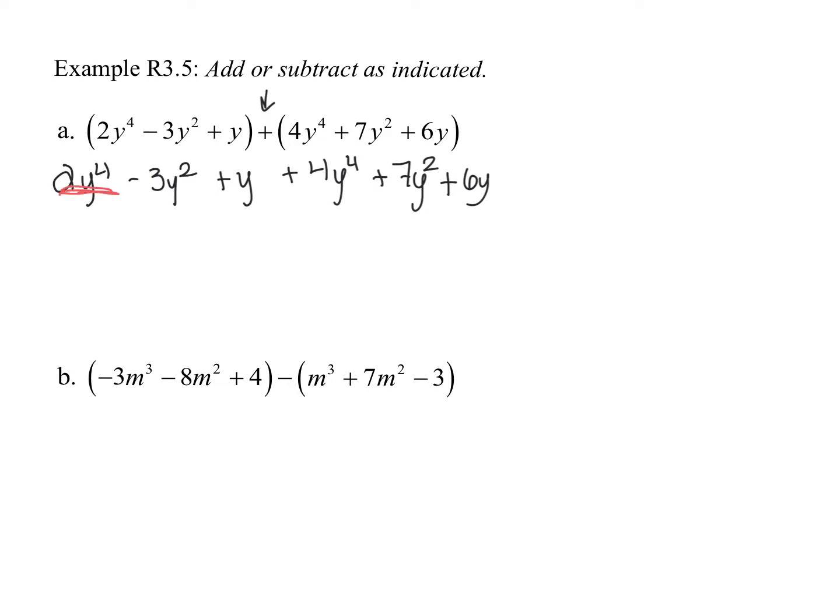This is a y to the fourth, and it has 2 of them, and this is a y to the fourth, and there's 4. So 2 of something plus 4 of the same something makes 6y to the fourth. This is a y squared, this is a y squared, so they're the same variables. One is -3, the other one is a +7. So -3 of something plus 7 of that same something make a +4y squared. And then a y plus 6 more y makes a +7y. So there's your answer.